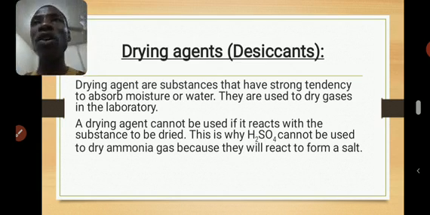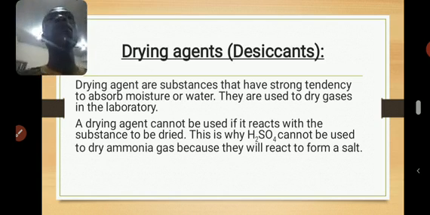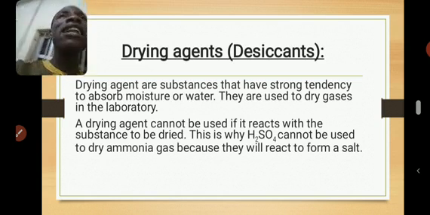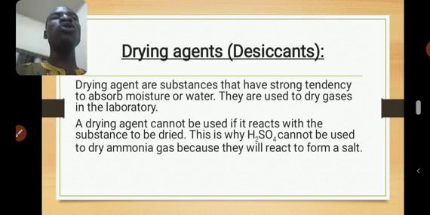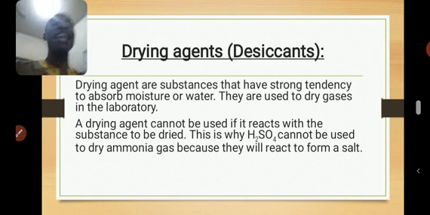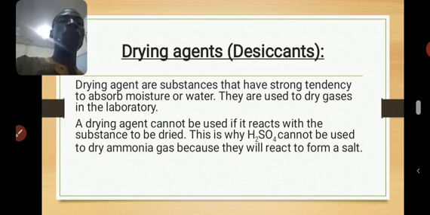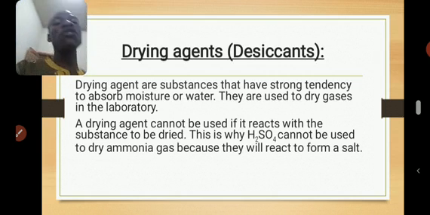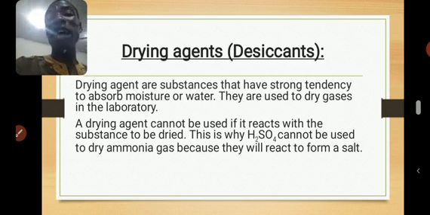They have a strong tendency for water, so they absorb moisture from the environment they are in. So in any environment where there is a drying agent, you don't normally see water vapor in the air. They will have absorbed the water vapor in the air. So these drying agents are used for drying gases in the laboratory.